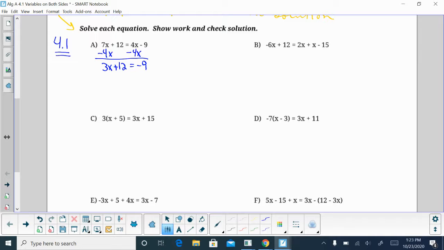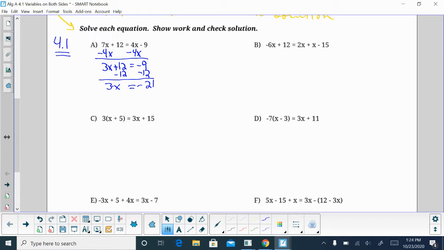Now step number 4 says move all constants to the other side. So the constant I have here is this 12. I need to get it over here on the right side with the negative 9. So instead of adding 12 to both sides, I have to subtract it. 3x is equal to negative 21.